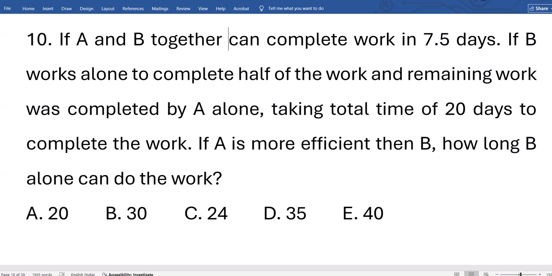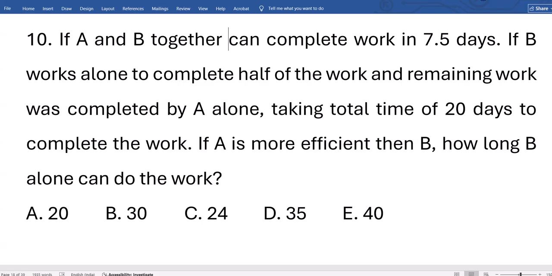In that scenario, it is taking 20 days. So how can the first one be 7.5 and the second one 20? What's the difference between 7.5 and 20? Can you elaborate? The 7.5 days is A and B together, combined. Next one, A half, B half, not together. A half, B half separately complete the work, then it is taking 20 days.